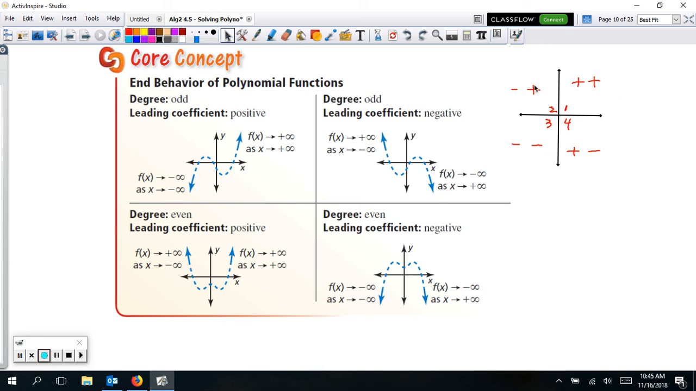Okay, I also put this here just to tell you what that end behavior was. So that's what we talked about in 4.1. So let's go on to the next numbers, 7 through 10.